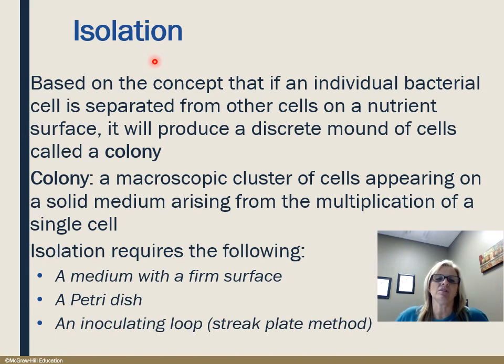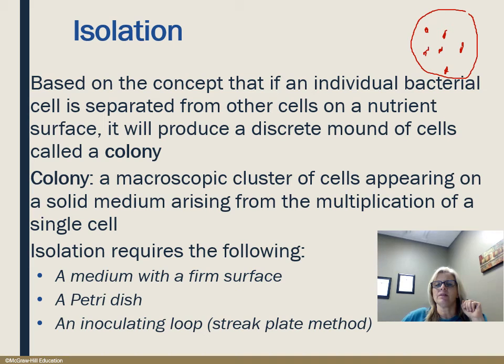So isolation is based on the idea that if an individual bacterial cell is separated from the other cells, it will produce a discrete mound of cells called a colony. And so we're going to have a plate here, okay? And so you're going to have these little round things here. And as long as they're separate, that is a colony, okay? It should be more round, but it's kind of hard to do. Imagine those are perfectly round.